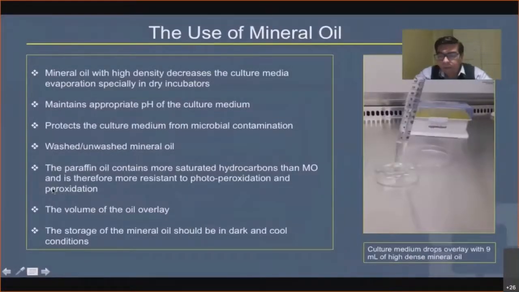Regarding the use of mineral oil, larger volumes of mineral oil with higher density not only maintain the temperature of the culture media more stable, but also help to decrease drastic culture media evaporation in humid incubators, and especially when we are culturing the embryos in dry incubators and using single-step media without any culture media renewal. It also protects the culture medium from microbial contamination and maintains the pH of the culture medium appropriate.